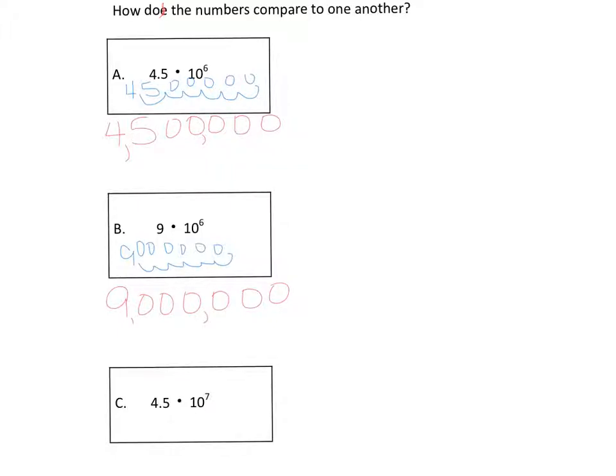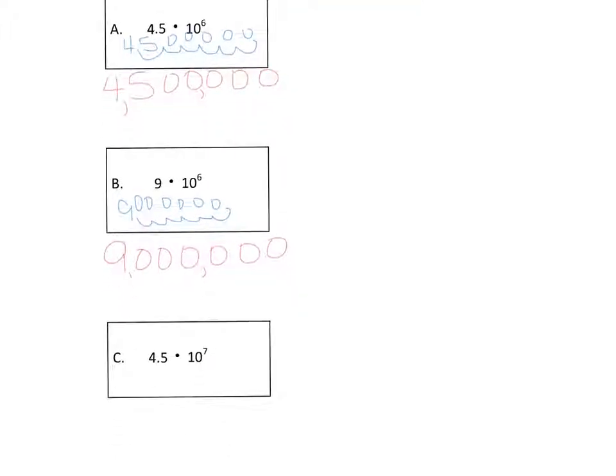Which is 9 million. And then for 4.5 times 10 to the 7th, 1, 2, 3, 4, 5, 6, 7. And we get 45 million.